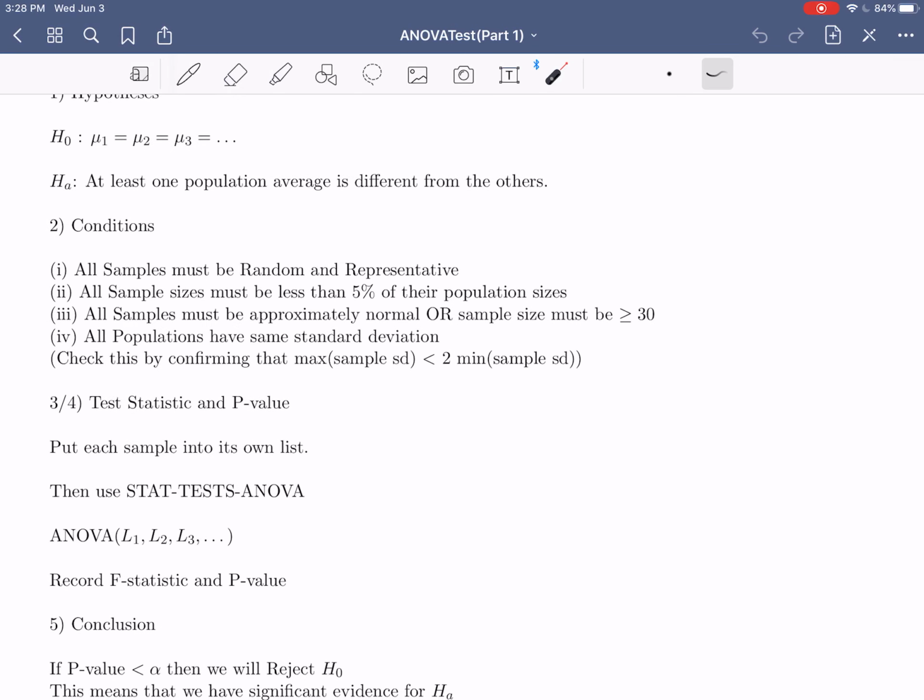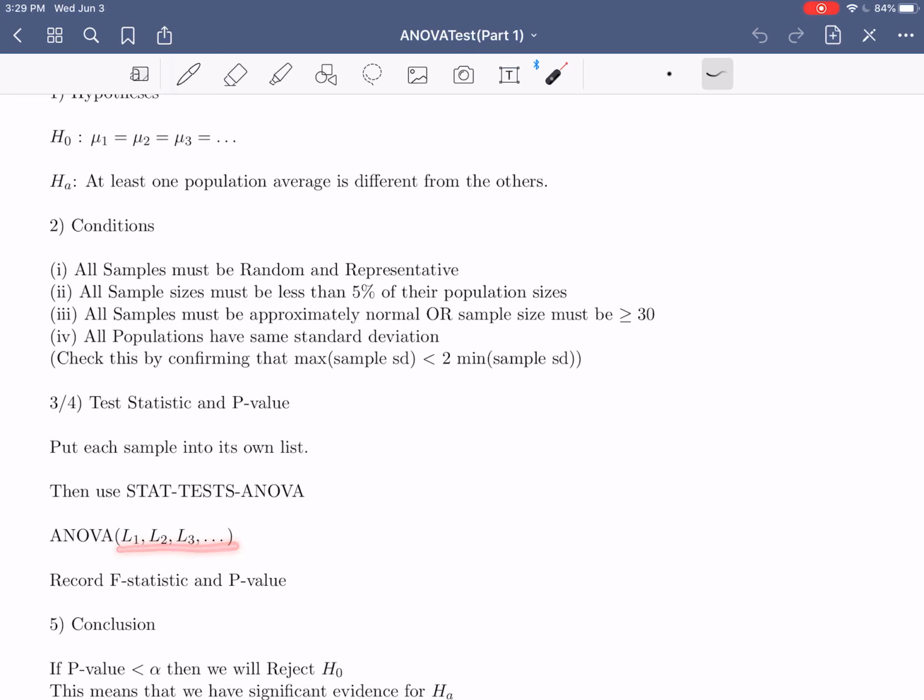So how do we use our calculator to do this? Well, you're going to first put each sample into its own list. So the first sample will go into L1, second sample will go into L2, third sample will go into L3, so on and so forth. Then you will use your stat key. In the past, when we've hit stat, we've used both edit and calc. Now we're going to go to the third option, which says tests. Once you're in the tests menu, you're going to scroll through all of the tests until you find the ANOVA test. The ANOVA test should generally be at the bottom of that list. Once you have the ANOVA test, you'll hit enter, and then it'll give you an ANOVA prompt.